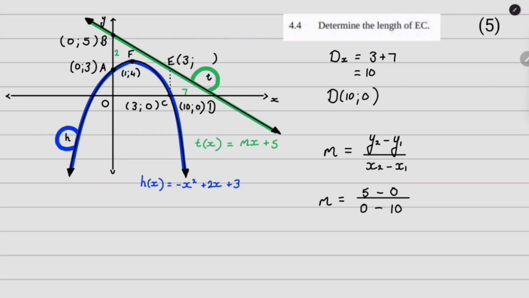And then if you pop that in your calculator, it's just going to give you -1/2. And now we've got our missing gradient over there. It's -1/2.